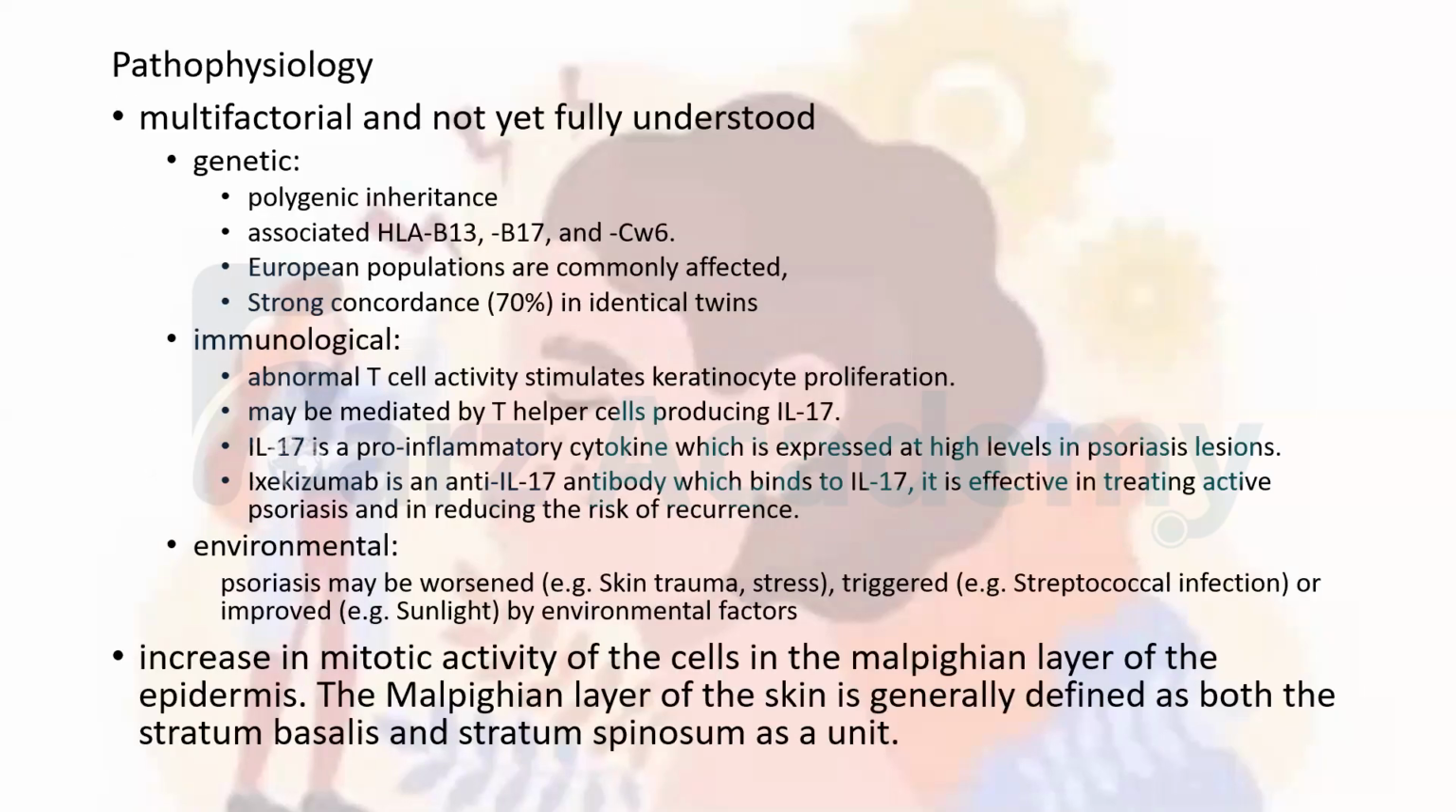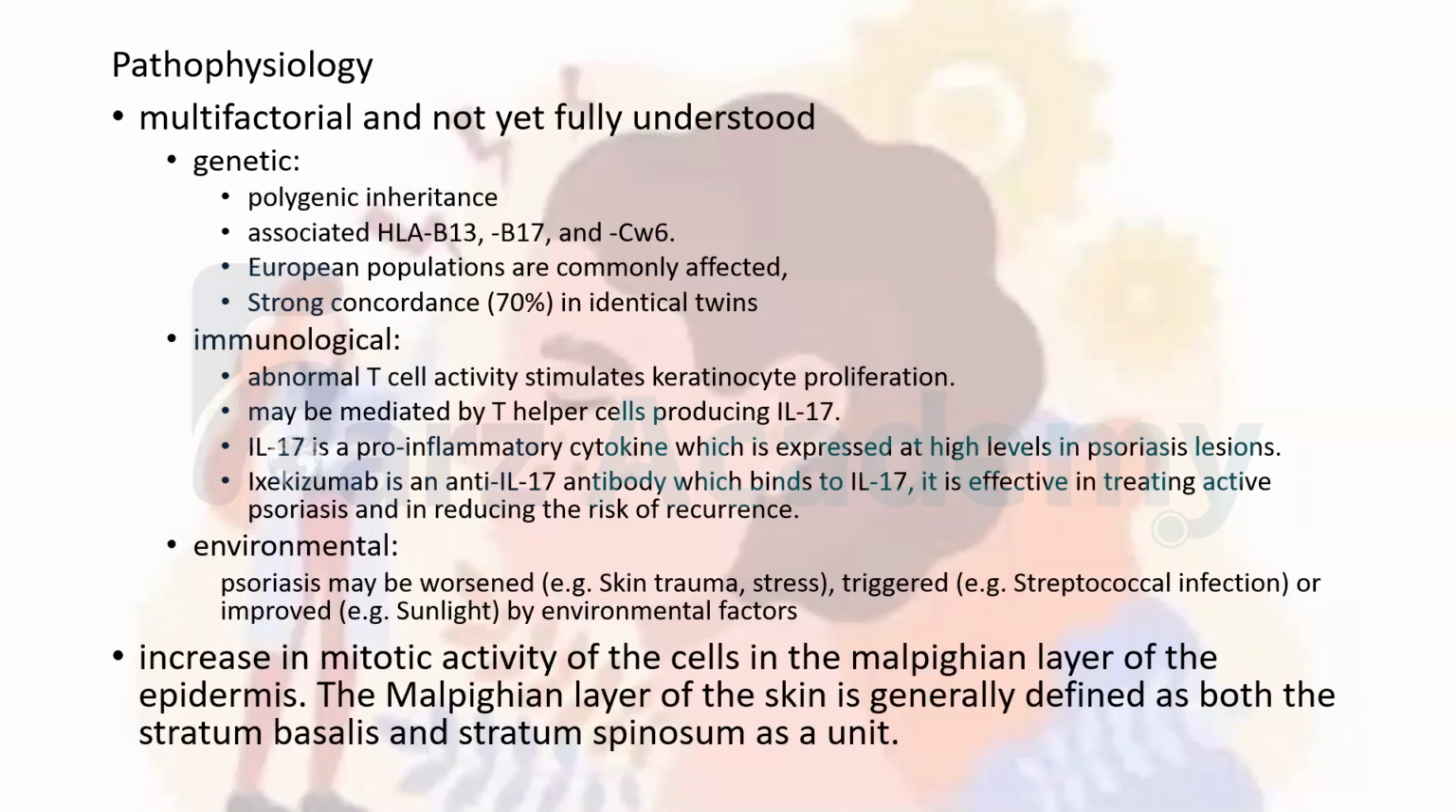What is the pathophysiology of psoriasis? So it can be multifactorial, and there is no clear-cut hypothesis as to what is the cause of psoriasis. So first thing can be genetic. There can be a polygenic inheritance. It has also been shown to be associated with HLA B13, B17, and CW6. More common in the European population. And also there's a strong concordance, that is 70% in identical twins, that is monozygotic twins. Okay.